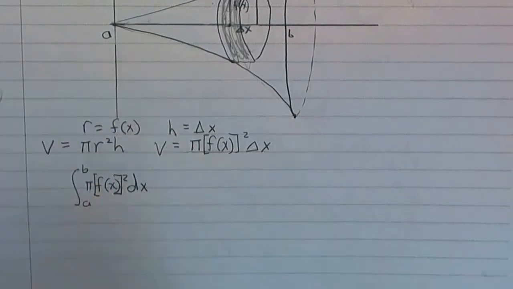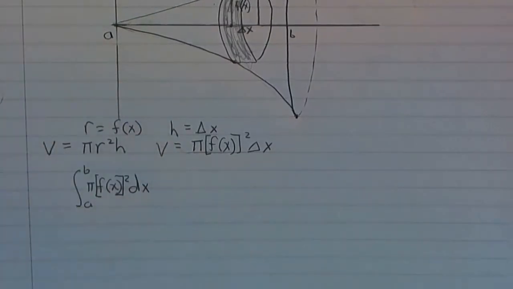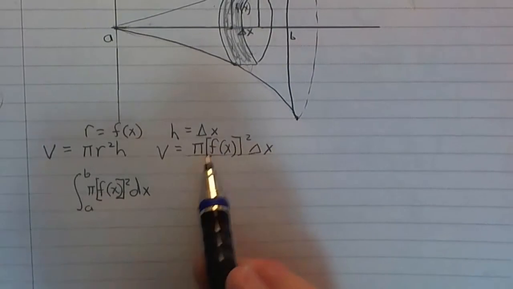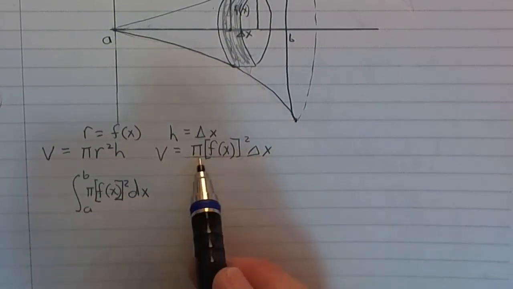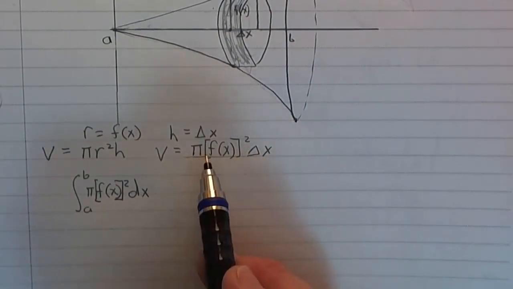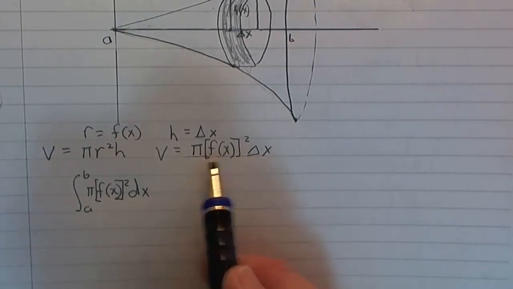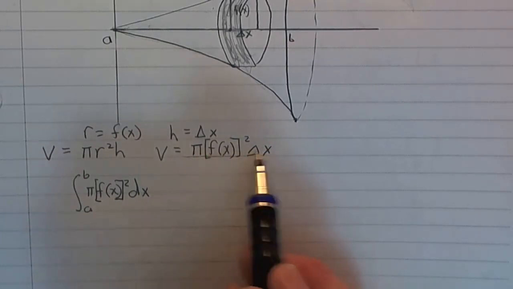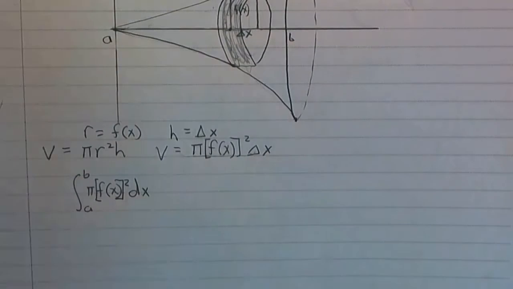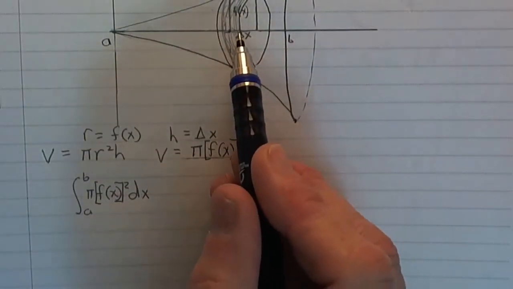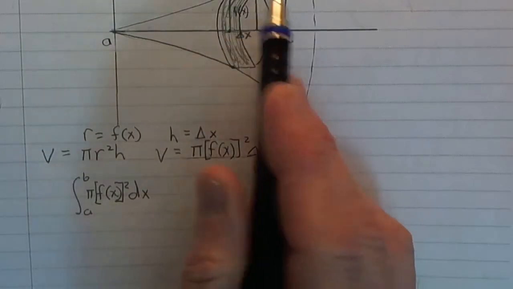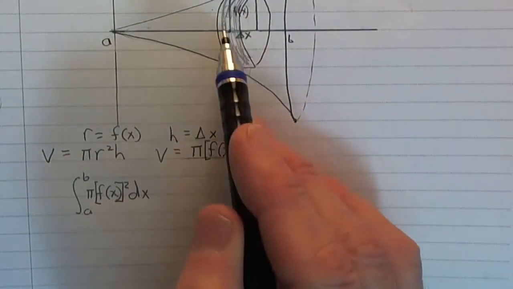pi r squared times the height. That's what it would be if we take the limit. In other words, if I add up all these things, what I've got is a Riemann sum. I've got f of x1, f of x2, f of x3, delta x1, delta x2, delta x3, and so forth. And the more of these little disks I get, the better my approximation for the area under, or the volume.